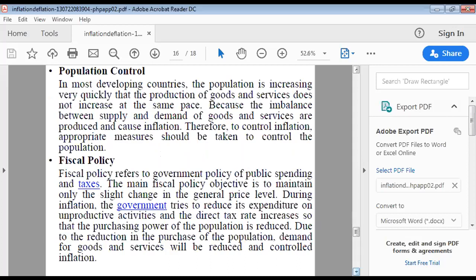Population control. In most developing countries, the population is increasing so quickly that the production of goods and services does not increase at the same pace. Because of the imbalance between supply and demand of goods and services produced, inflation is caused. Therefore, to control inflation, appropriate measures will be taken to control the population.